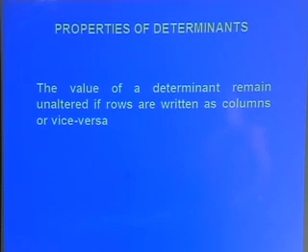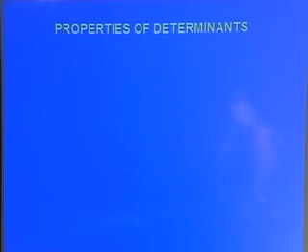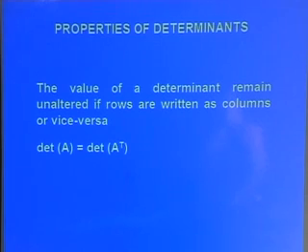Now, the value of a determinant remains unaltered if rows are written as columns or vice versa, because all the properties which we have discussed so far are applicable to rows as well as to columns. And with this we have another property, that determinant A is equal to determinant of A transpose, because the transpose of A is obtained from the matrix A by writing rows as columns. That is why determinant A is equal to determinant of A transpose.